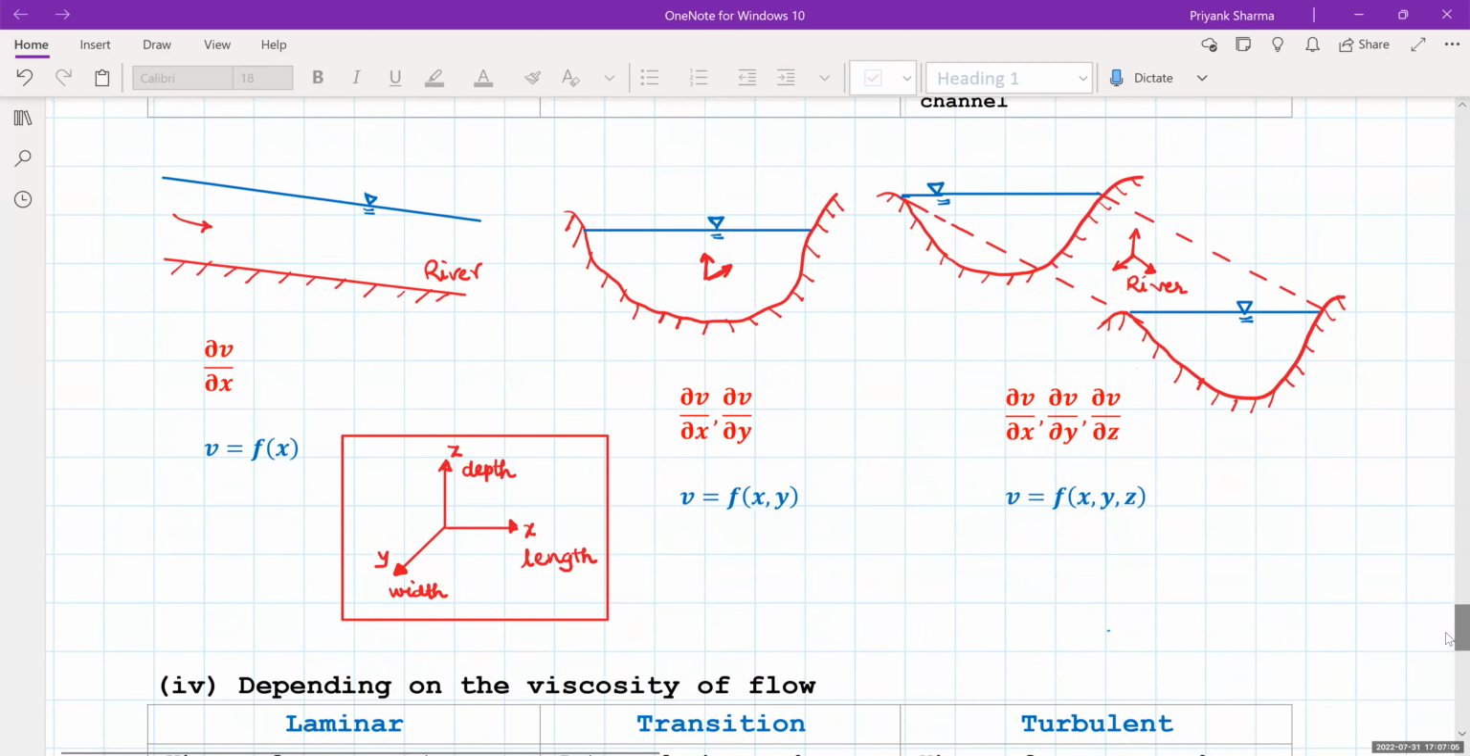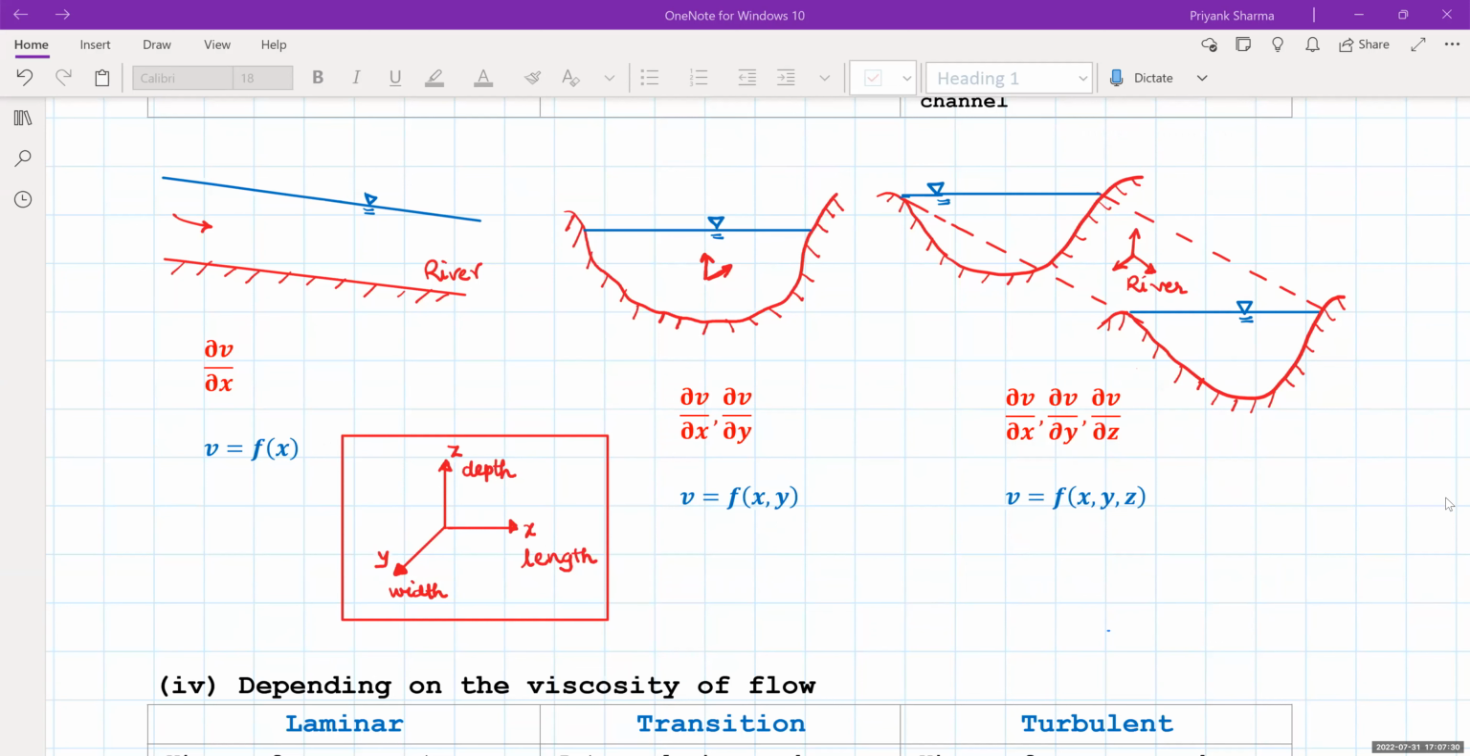Here, if we see the velocity variation in case of a one-dimensional flow, it will be just with respect to the length. So here I have given the sign convention: x is the length, y is the width, and z is the depth. So velocity is a function of length only. In the case of two dimensional, it is a function of length and width, and three dimensional is a function of length, width, and depth. So all these three can be visualized.